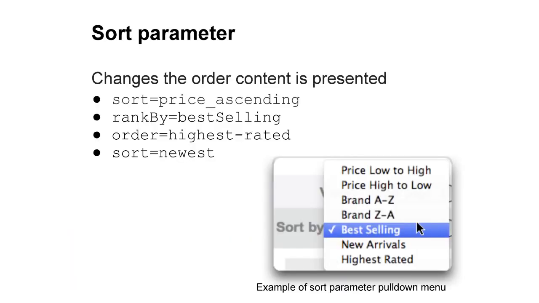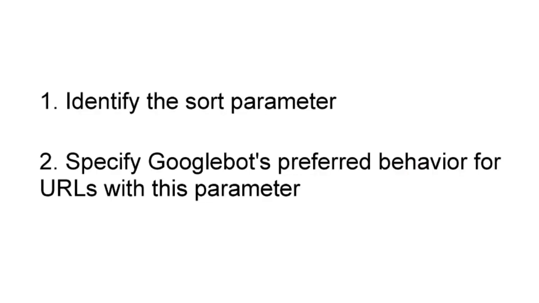The first parameter I'd like to cover is the sort parameter. And we're covering this first, but it's a fairly complicated parameter and setting. The sort parameter is something like sort equals price ascending, or rank by equals best selling. Any of these types of parameters that just change the order that the content is presented. These are sort parameters. Once you've identified a sort parameter or sort parameters on your site, the next part is to specify Googlebot's preferred behavior for when they see URLs with this parameter.